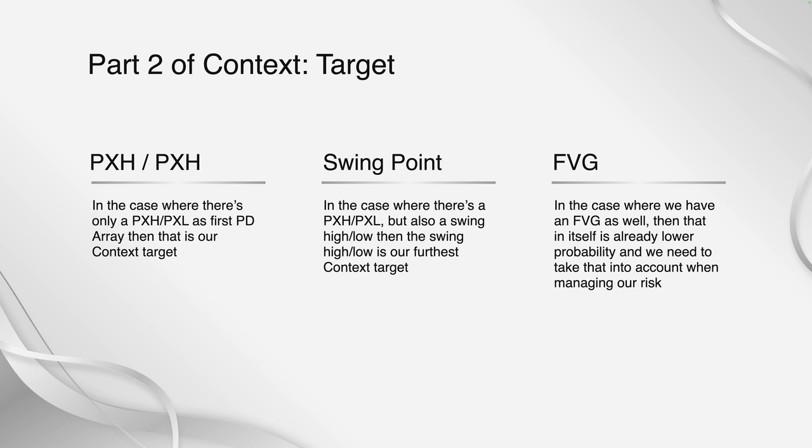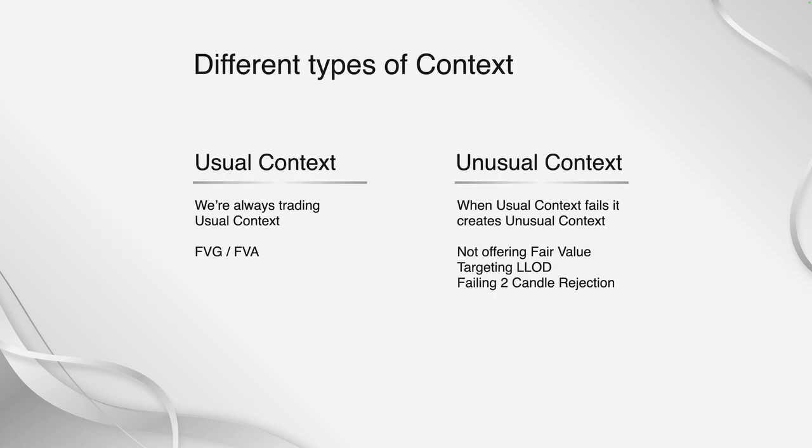Now, after this, we have now created certain context areas, and there are different types of context as well, because we have usual context, and at any given moment in time, we are always trading usual context. That's the goal. We are always looking to trade usual context. The usual context is the examples we went over. So the fair value gap, the fair value area, where we have the 2 candle rejection and that sweep, that is a little bit different, but you're still trading after that usual context.